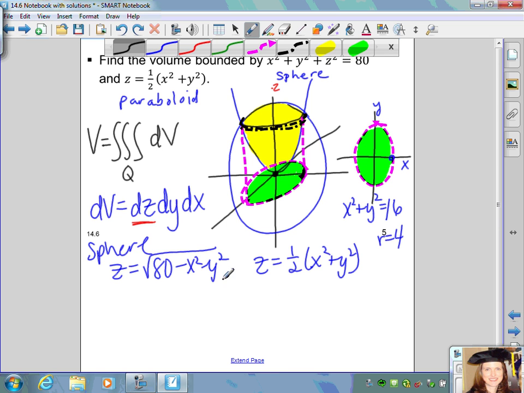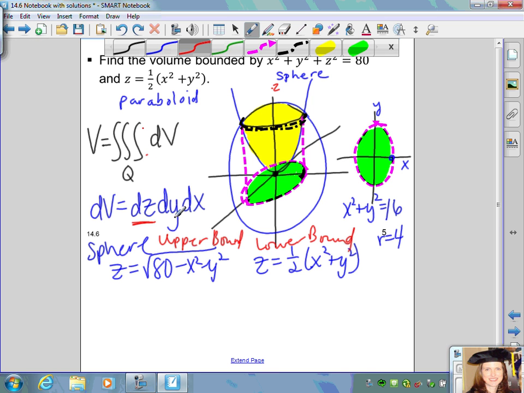Okay, so what we have here is we know that we're looking at first the bounds for z. The bottom z is going to be your lower bound for z. The lower bound for z is equal to 1/2 of x squared plus y squared, and your upper bound for z is the equation of the sphere, but you solve that for z. So that's going to be used when we determine our inside bounds for the iterated integral.